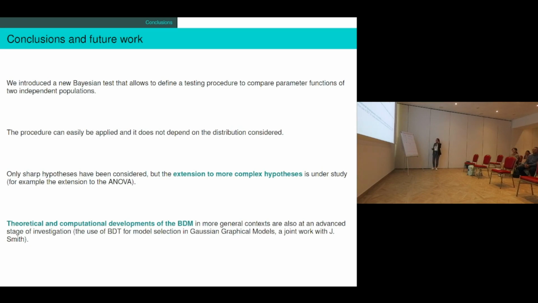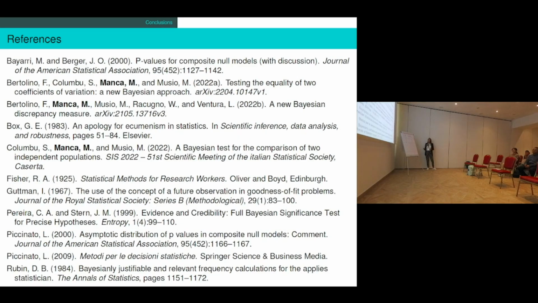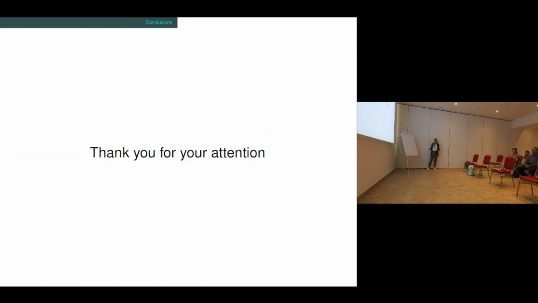Then I'm also applying the BDM in a more general context, such as the use of the Bayesian discrepancy test for model selection in Gaussian graphical models. So here there are some references. That's it. Thank you.